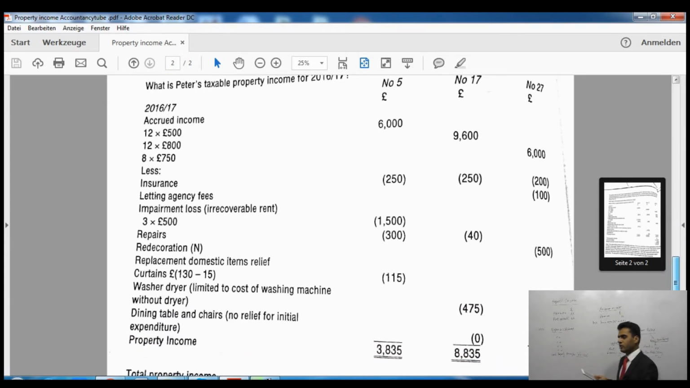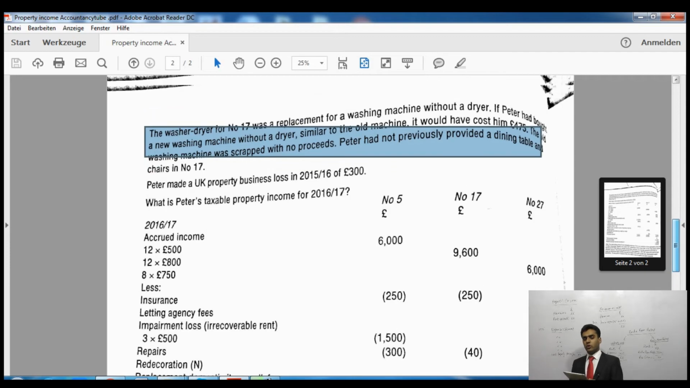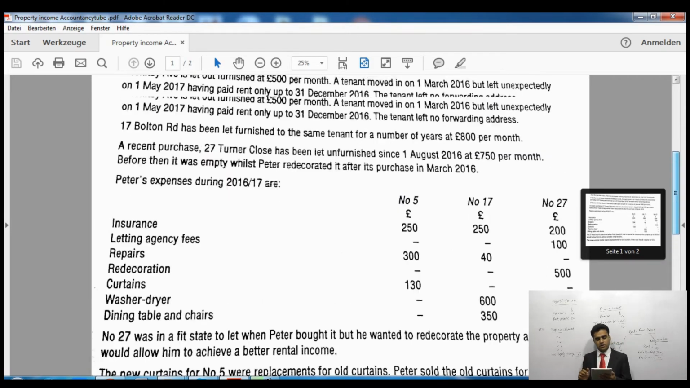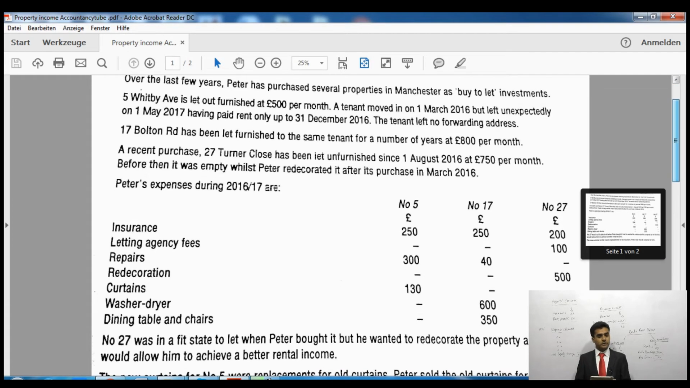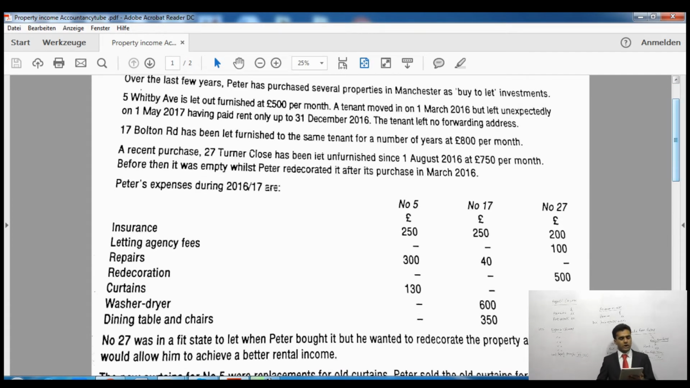Now if you want to hide the solution and do it yourself, that would be better. Just hide the solution and try to do this question on your own. If you cannot do it, then you can look at the answer and then resume this lecture. Please pause the lecture here and try to do this question on your own.